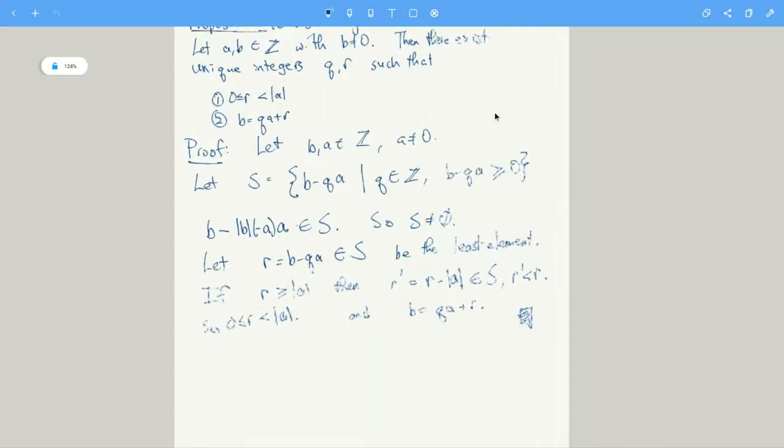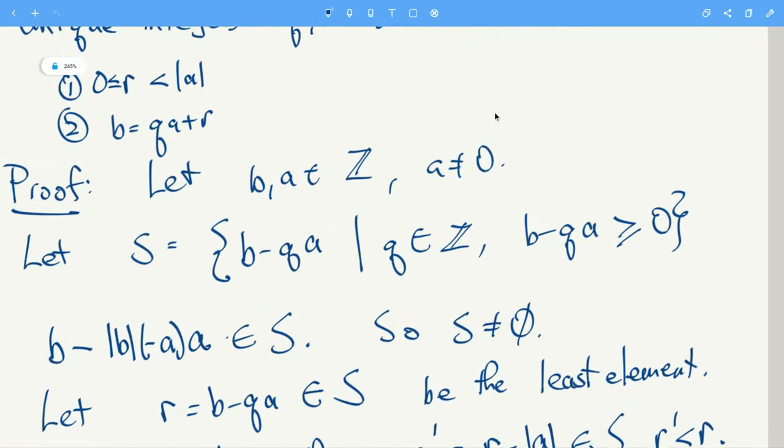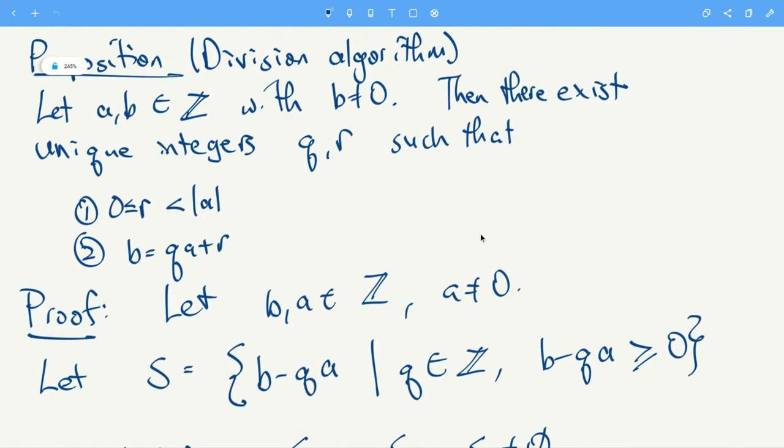Okay. So let's start. We're going to use the well-ordering principle to prove this. So we have the proposition called the division algorithm. But really this proposition is saying that the division algorithm always works. Like using long division always gives you a quotient and remainder. So let's see what it says.